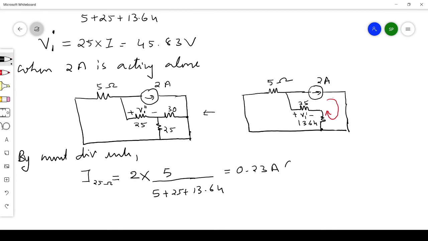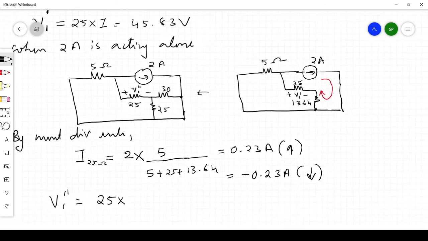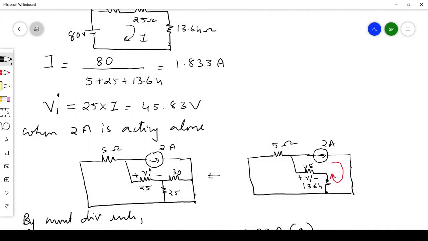So here we will be writing in upward direction because this direction is very important. Okay, now by current division, V1 double dash is equal to 25 into the current through that resistance. The current is 0.23, so 25 into, I can write this as minus 0.23 amperes in downward direction, because of the previous current direction we have taken.